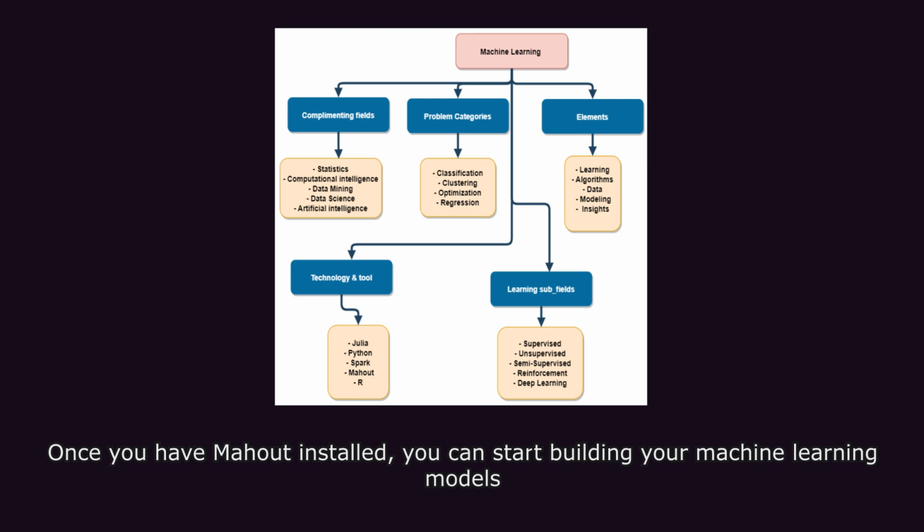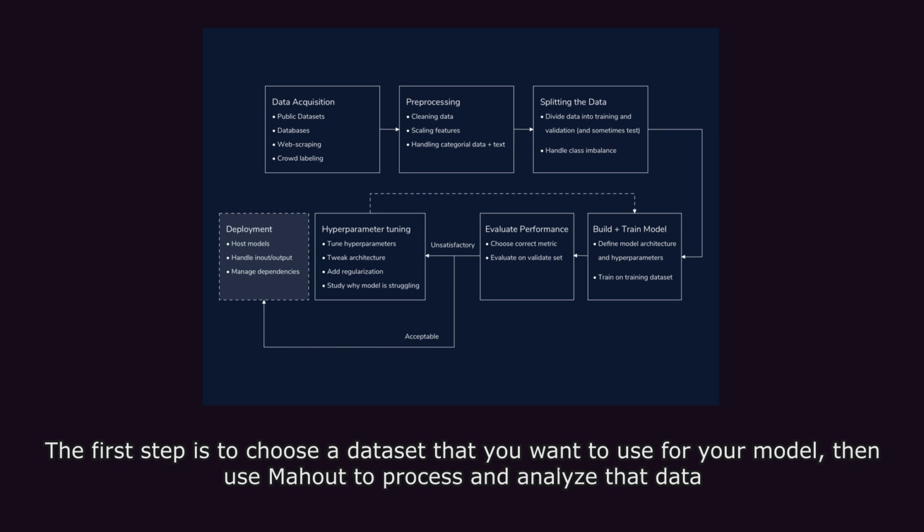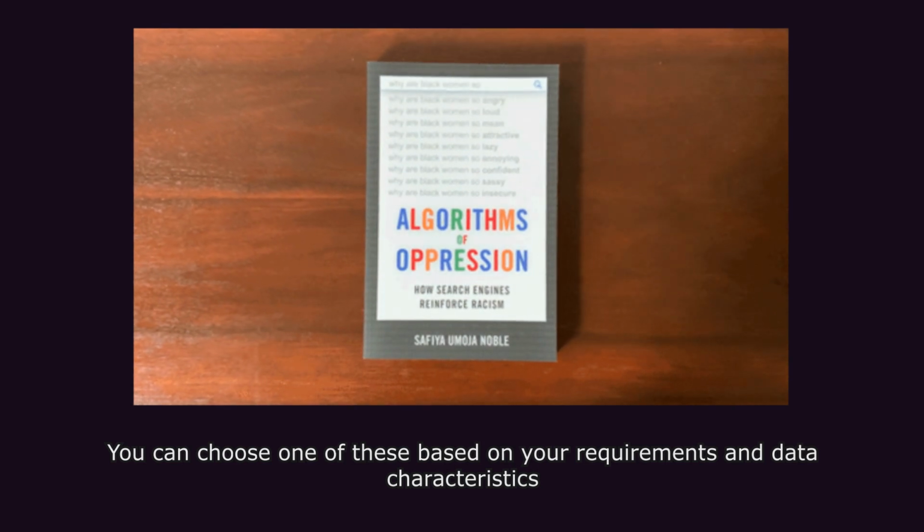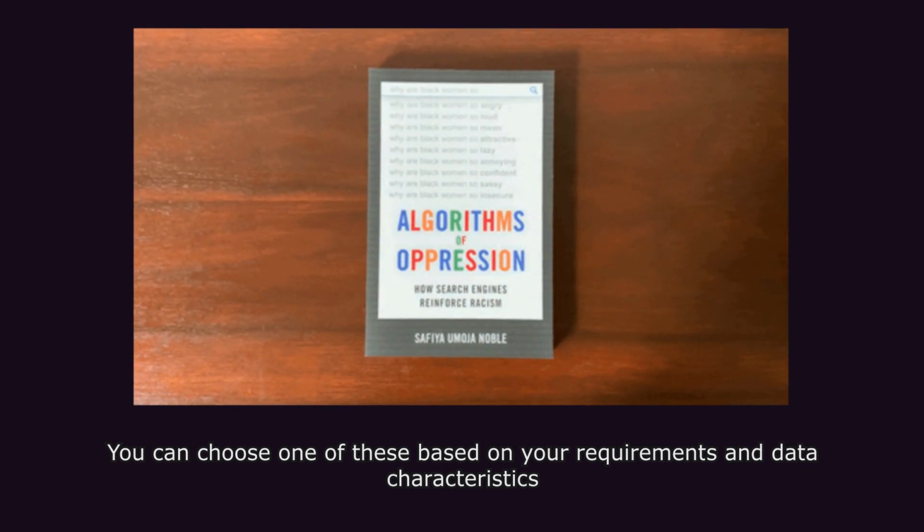Once you have Mahout installed, you can start building your machine learning models. The first step is to choose a dataset that you want to use for your model, then use Mahout to process and analyze that data. Mahout has various powerful algorithms that can be used for processing and analyzing data. You can choose one of these based on your requirements and data characteristics.